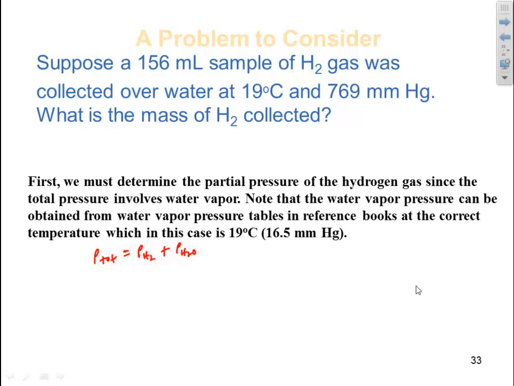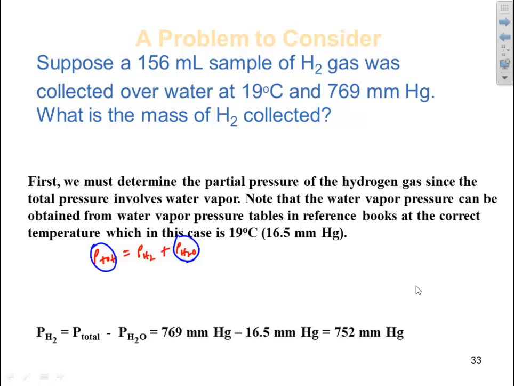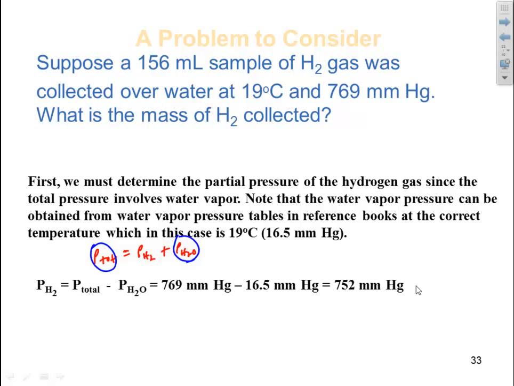So what we're going to do here is rearrange this. Since we know the total pressure and we know the vapor pressure, we can subtract the vapor pressure from both sides and solve for our partial pressure of hydrogen gas. So that means the partial pressure of hydrogen gas is equal to your total pressure minus your vapor pressure, which is 769 millimeters of mercury minus the 16.5 millimeters, which came from reference books, which gives me 752 millimeters of mercury. That is the partial pressure of our hydrogen gas. So now we can plug that into the ideal gas law and solve for our number of moles and go on from that to get our mass.